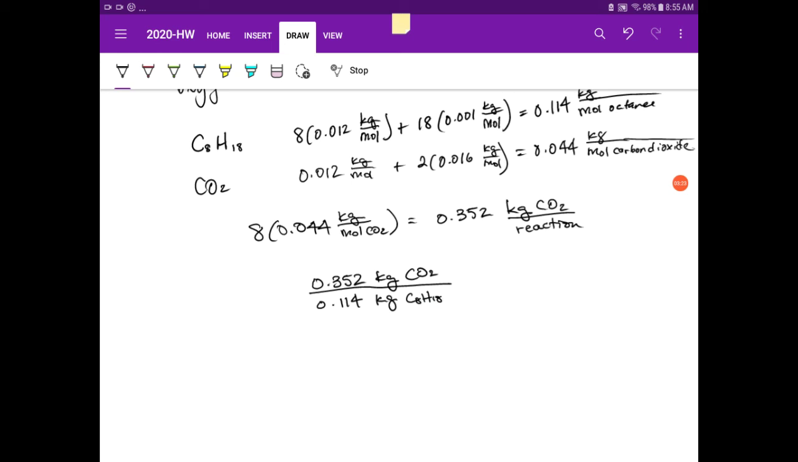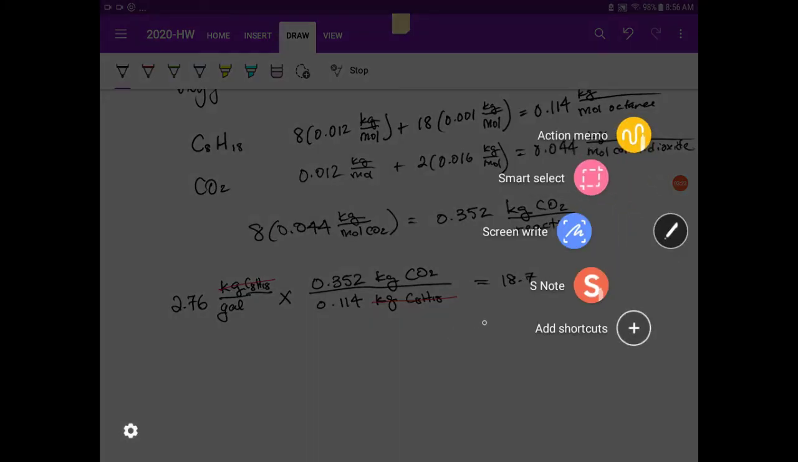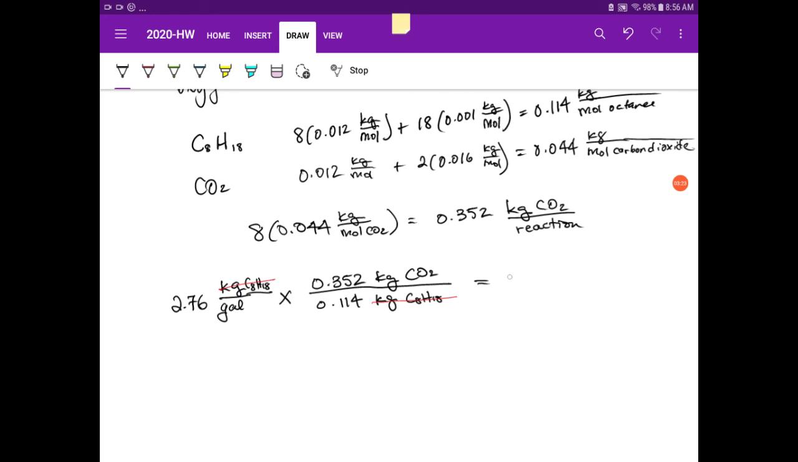And so we can just take that conversion and say, well, what if we had 1 gallon of gasoline or octane? That would be 2.76 kilograms per gallon, and that's kilograms of octane. And so when we multiply this, these kilograms of octane are going to cancel, so that we just get kilograms of CO2 per gallon. That's 8.5.